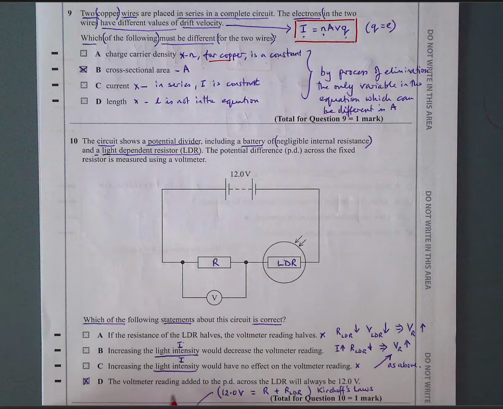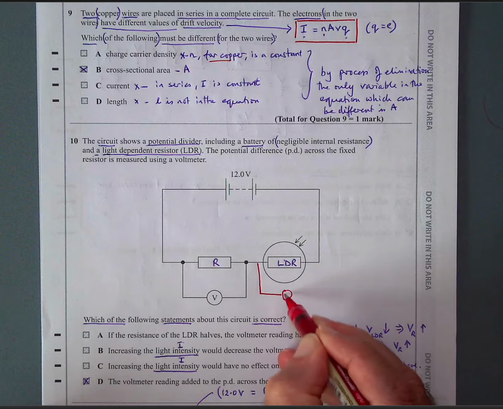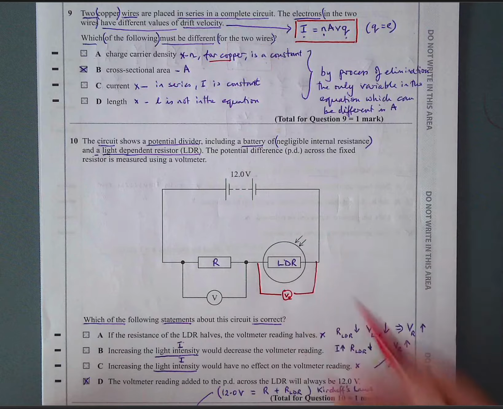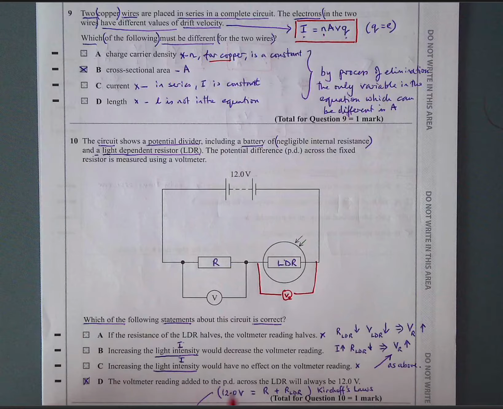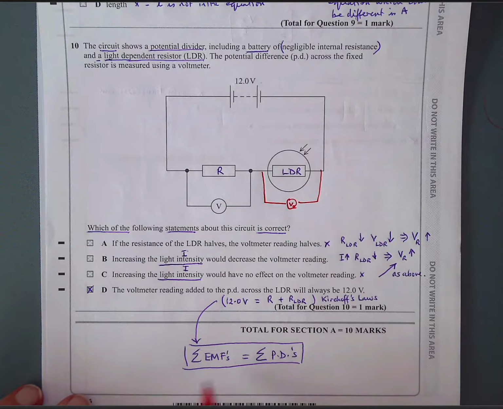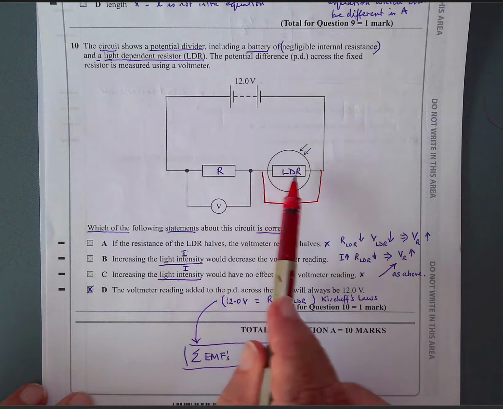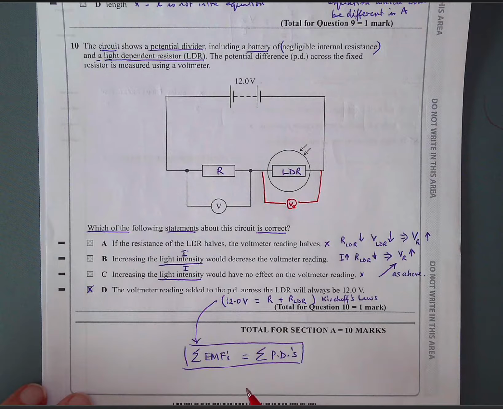The voltmeter reading added to the PD across the LDR. In other words, if you had another voltmeter here, voltmeter 2 across there, if you added the PD across the LDR, it would add up to 12 volts. That is correct. That is Kirchhoff's second law. The sum of the EMFs, which is 12, must be equal to the sum of the potential differences measured by the 2 voltmeters. Okay? That is question 10.